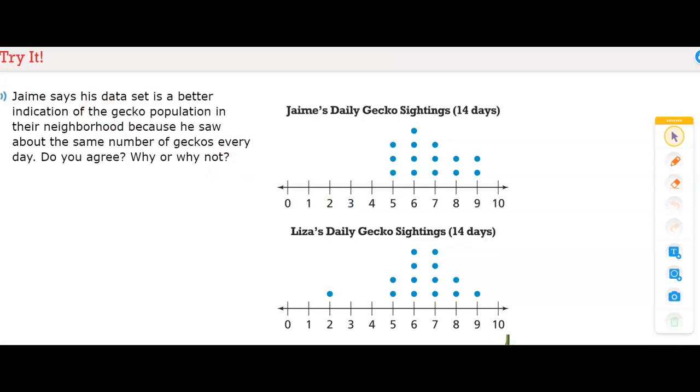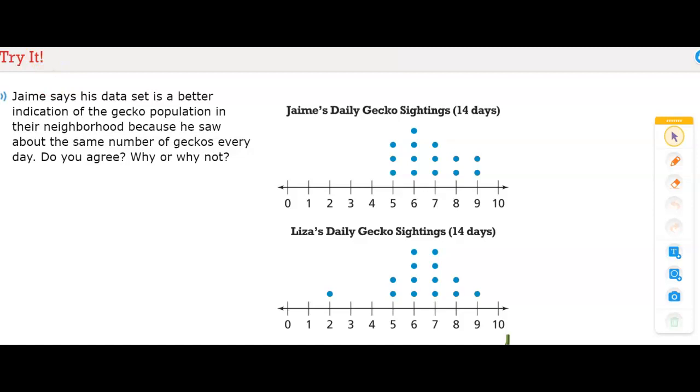Now, let's look at the try it. Jaime says his data set is a better indication of the gecko population in their neighborhood because he saw about the same number of geckos every day. Do you agree? Why or why not?